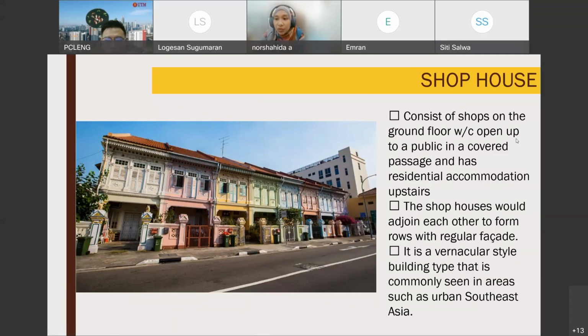Okay, so it consists of shops on the ground floor, and then open to public in a covered passage and has residential accommodation upstairs. The shop houses would adjoin each other to form rows with regular facade. It is a vernacular style building type that is commonly seen in areas such as urban Southeast Asia.